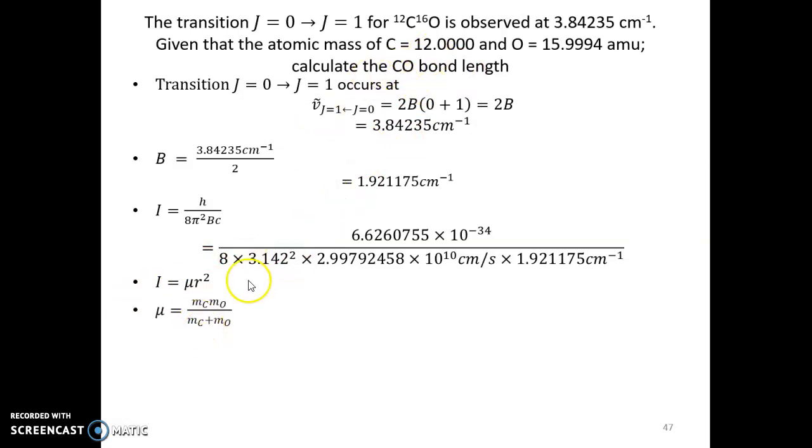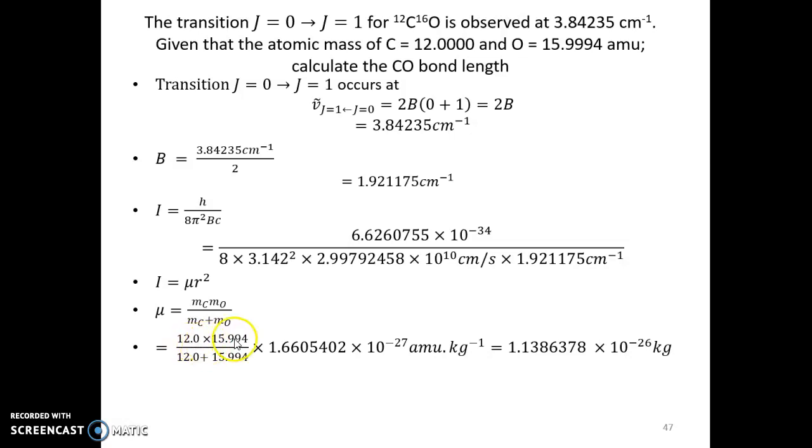Mu is the reduced mass, the effective mass, which is mass of carbon times mass of oxygen divided by mC plus mO. So that's 12 times 15.994 over 12 plus 15.994, multiplied by our conversion factor. We always need to convert from atomic mass units to kilograms. So we can calculate mu, and we substitute our values of I and mu. R is the square root of I over mu, and we have it as 0.1131. Okay, see you in the next video.